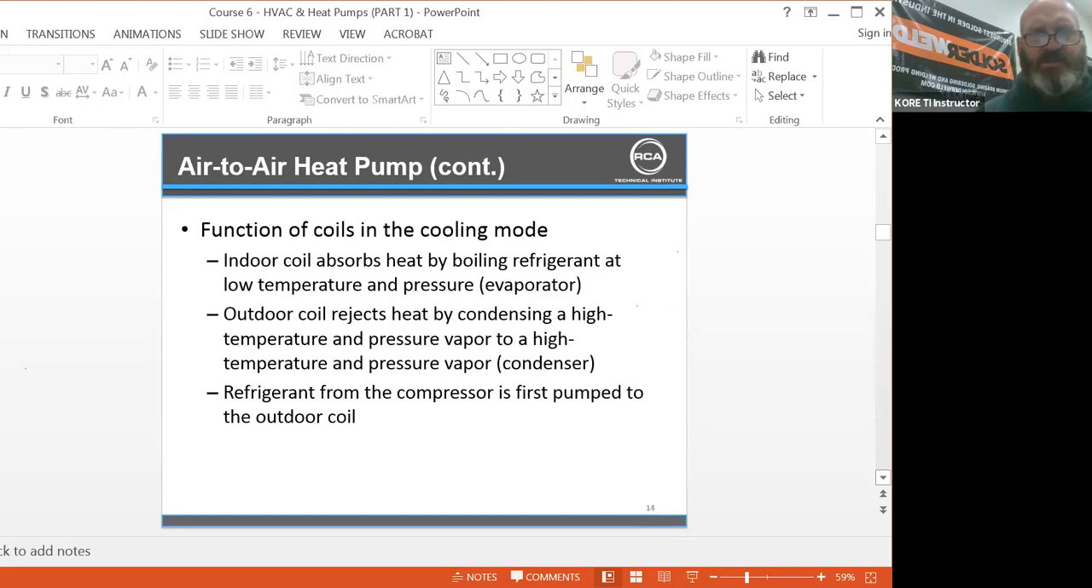Functions of coils in the cooling mode. An indoor coil absorbs heat by boiling refrigerant at low temperature and pressure in the evaporator. An outdoor coil rejects heat by condensing a high temperature and pressure vapor to a high pressure liquid in the condenser. Refrigerant from the compressor is first pumped to the outdoor coil.